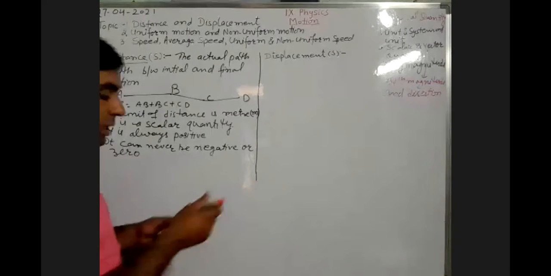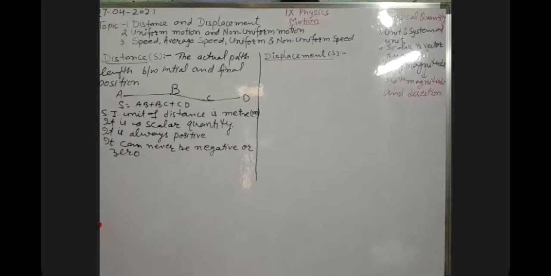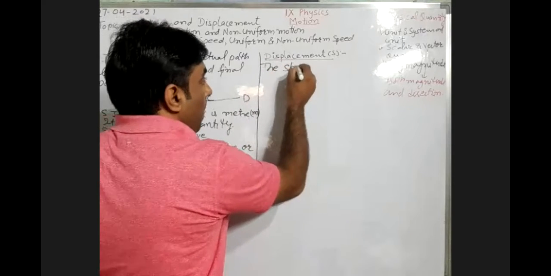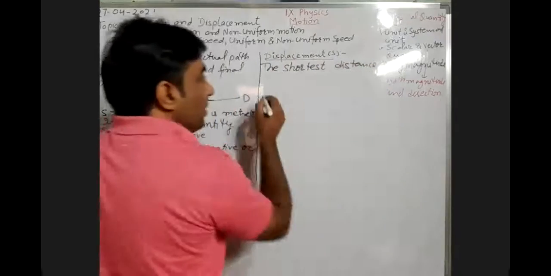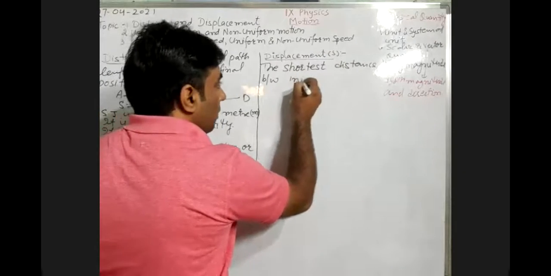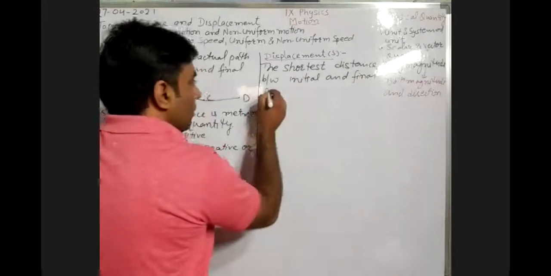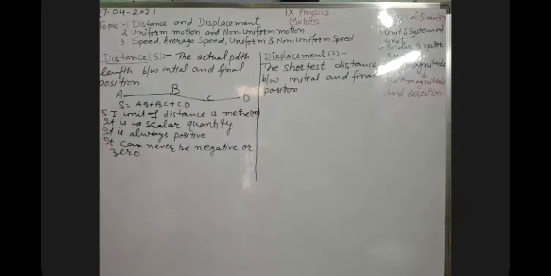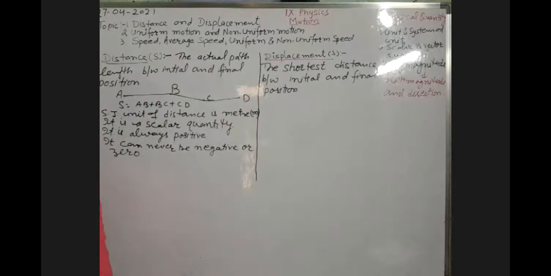So what is displacement now? First I'm going to explain the definition. Displacement is the shortest distance between initial and final position. When an object moves from one point to another point during the motion, the shortest distance between initial and final position is known as displacement. It is also denoted by S.